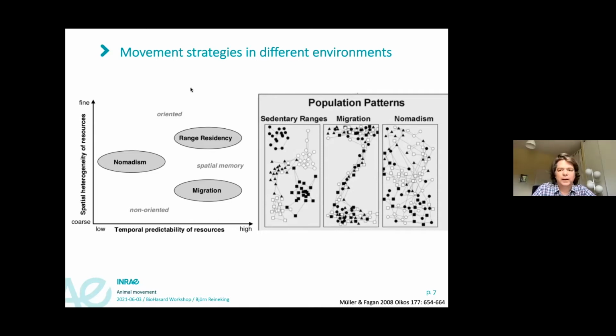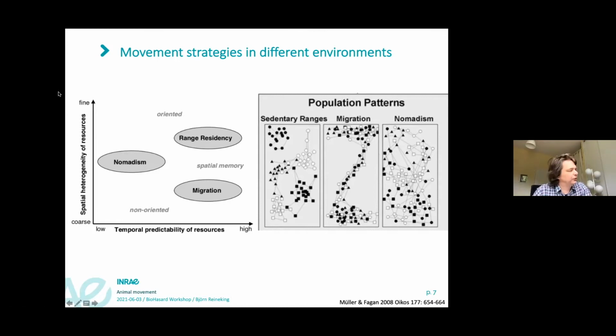Then you might have animals that migrate, as I evoked earlier. And then you have, which is perhaps less well known, nomadism: fairly large range movements that do not follow a specific path, that look a bit random, and that can be interpreted as following resource gradients.